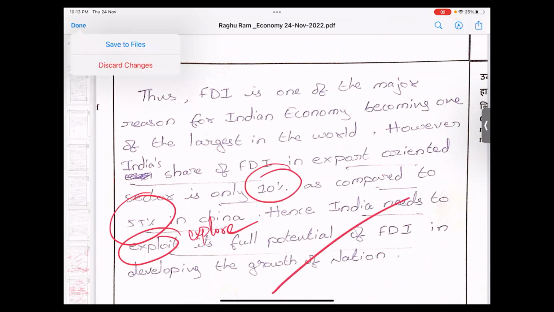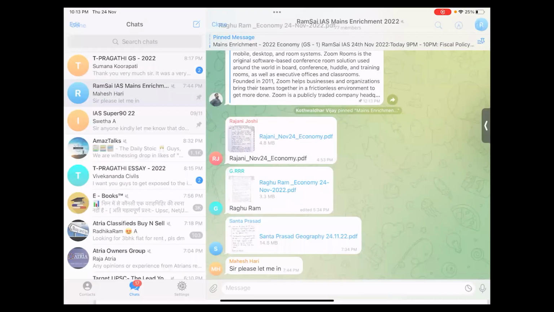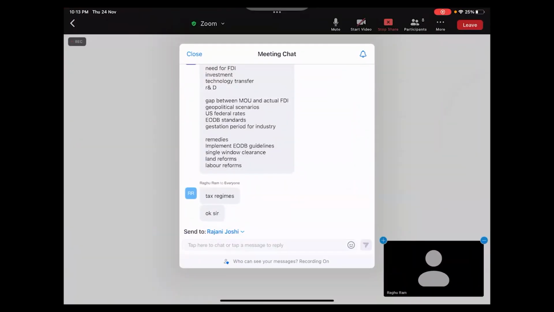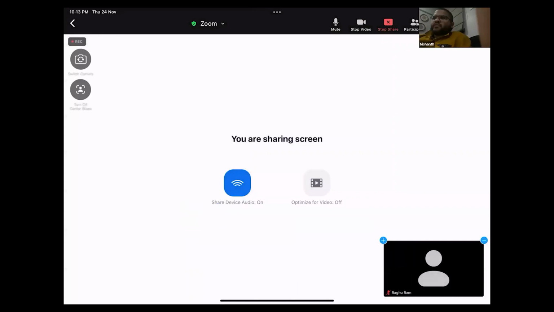Okay. It's a decent answer, but try to see our model answer and compare your answer with that, Raghu. Okay, sir. Okay, so we'll meet tomorrow again.